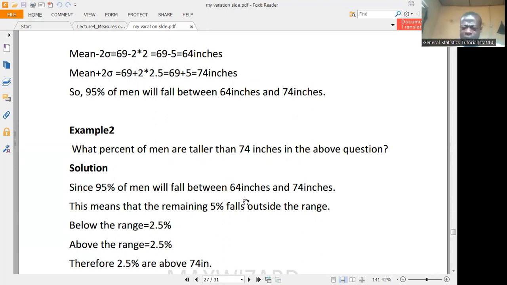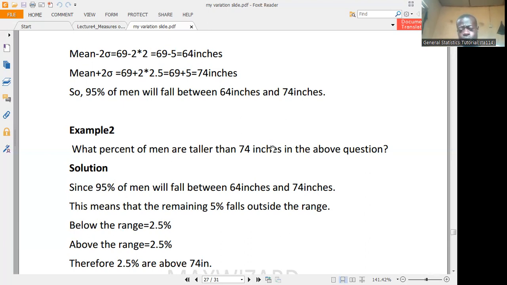If the remaining 5% are outside this range, this is telling us that 2.5% will be above the range, while 2.5% will be below the range. That's how to make the interpretation. There are 5% outside the range. That means we are going to divide that 5% by 2 and get 2.5. So below the range, we should have 2.5%. Above the range, we should have 2.5% also.